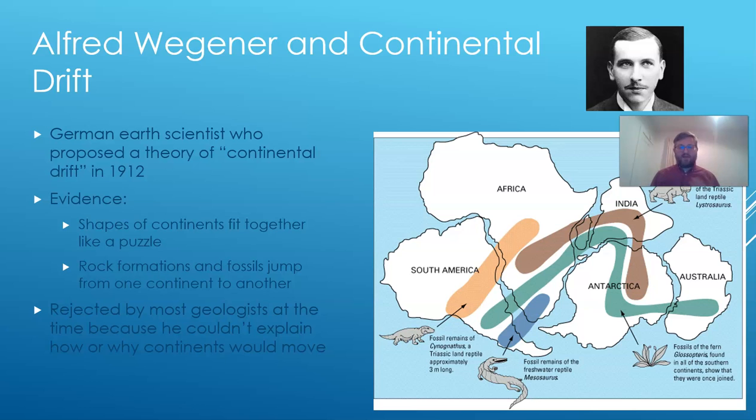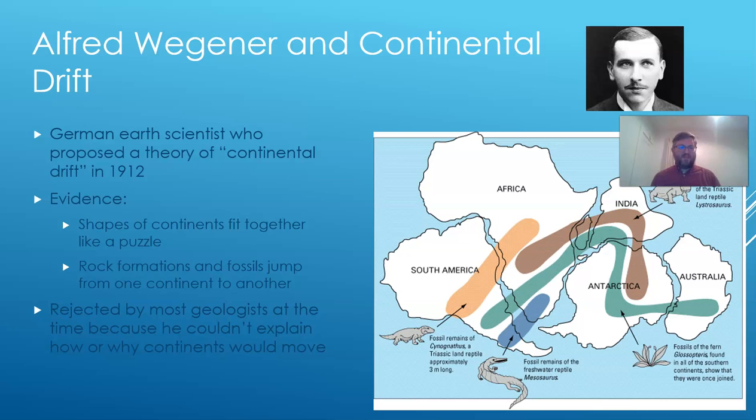So Wegener noticed this and saw how you could fit these things together, and so he proposed that the continents had drifted over time, that they moved across the surface of the Earth, that they were not always located where they are today, but they have been moving over the course of hundreds of millions of years.